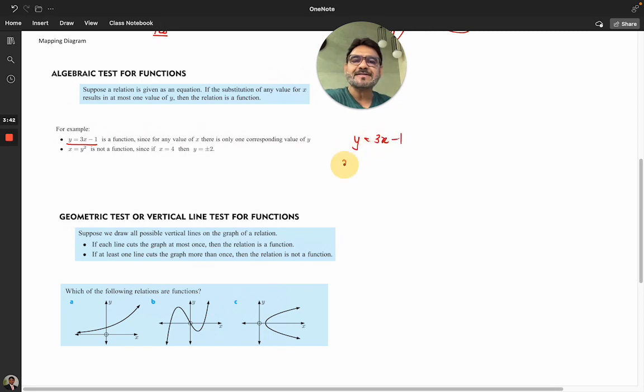Suppose you take x as any value, let's say 5. So you check 3 into 5 minus 1. So that's 14. So one value of x is giving you one value of y. So it's a one-to-one function. It's a function.